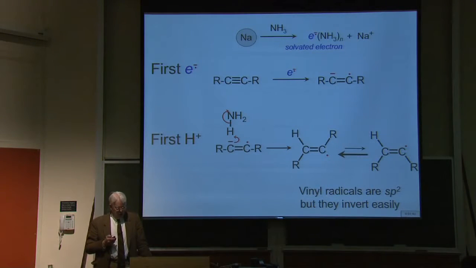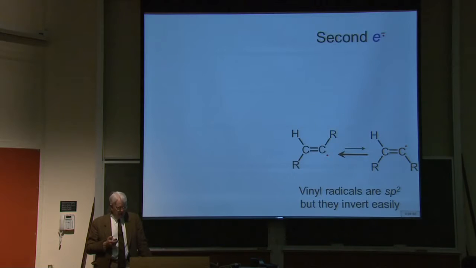Now, which one do you think is favored? Obviously the one with the R groups on the opposite side. So at equilibrium, that's the one you have. And now a second electron comes along and goes into that singly occupied orbital. So now you're going to have a pair of electrons there. We'll write the minus charge in that sp squared hybridized orbital. But now it's harder to invert.